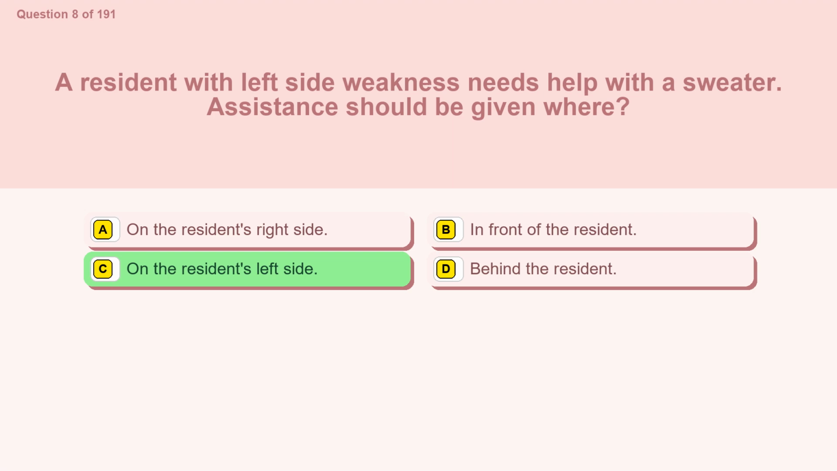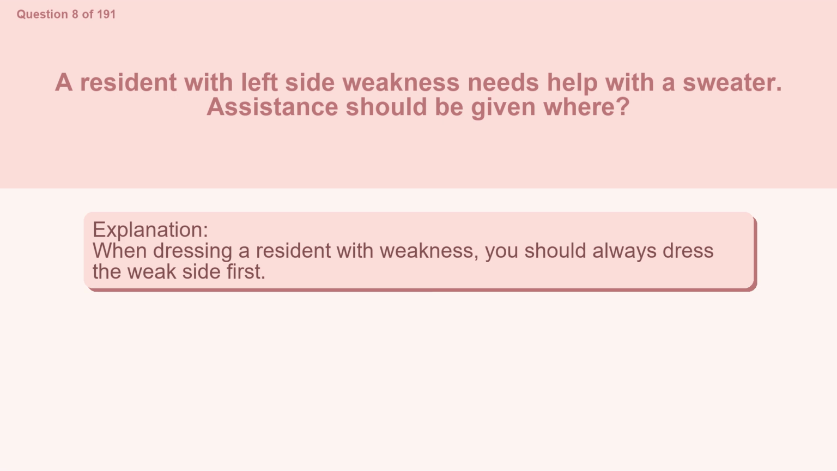The correct answer is option C. On the resident's left side. When dressing a resident with weakness, you should always dress the weak side first.